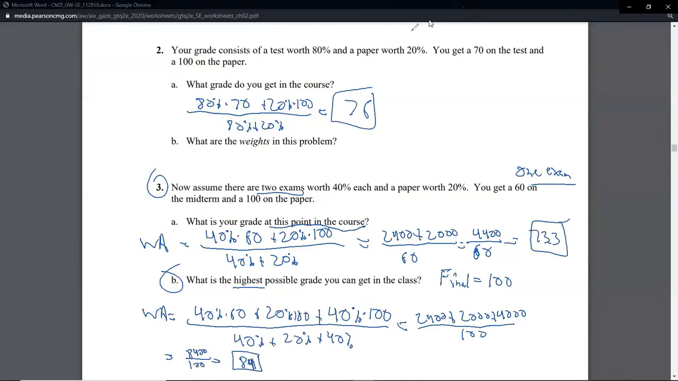So what that means is you can't make an A, unfortunately. That midterm you earned a kind of low grade on had too much of an effect already. Now, these tests were weighted very, very heavily. Your QR teacher is a lot nicer, and it's just 20% for each test.